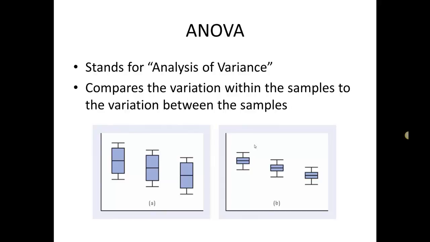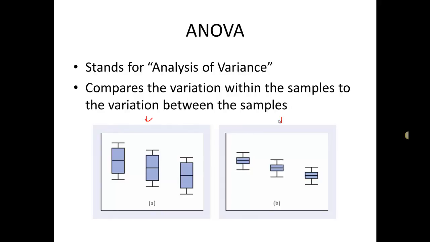Anova stands for Analysis of Variance. It basically compares the variation within the samples to the variation between the samples. So if you look at these two sets of box plots here, in the ones on the left, they all have tall boxes, which shows that there's a lot of variation among individuals within each group. With this much variation among the individuals, it would not be surprising if another set of samples gave quite different sample means. So the observed differences could easily happen just due to chance.